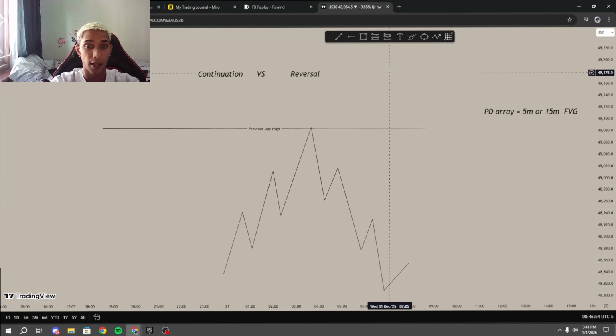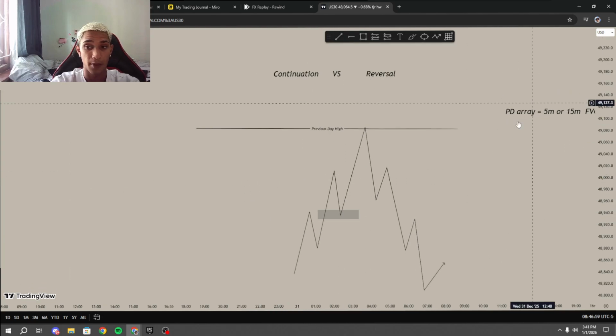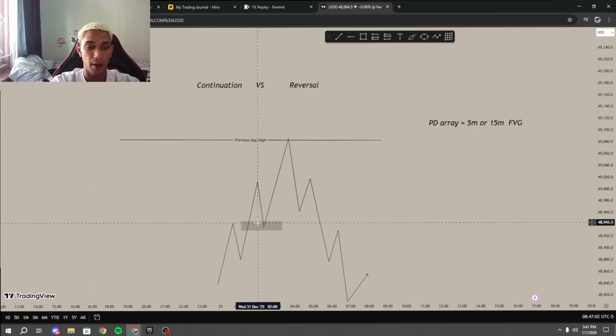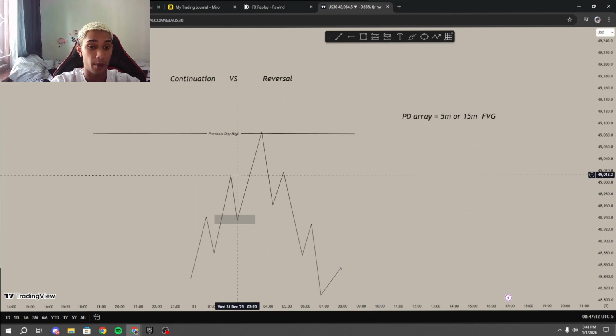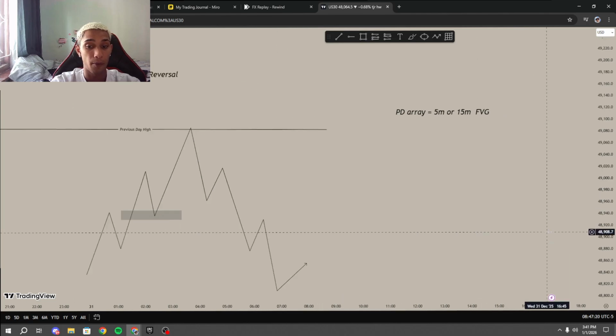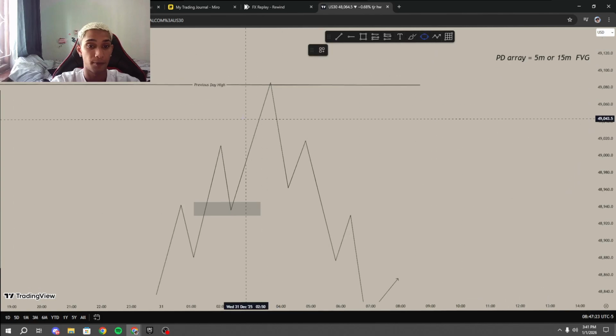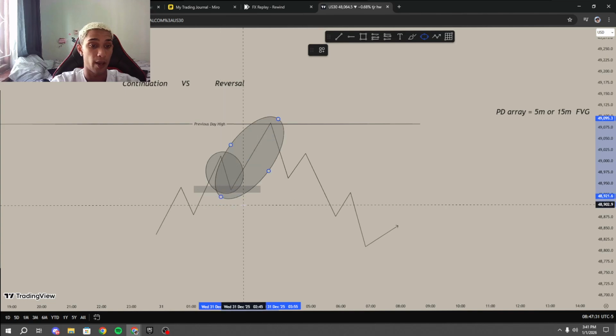Meaning, we wait here for a 5-minute or 15-minute fair value gap to get tapped, right? And then after this gets tapped, this is our PD array, the same way this was previously our PD array, which we were hoping for a reaction out of. This is now our PD array we are hoping for a reaction out of. So once the 5-minute gap gets tapped into, this is now our manipulation leg, the same way this was on the way up, right?